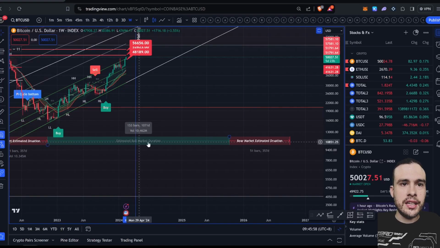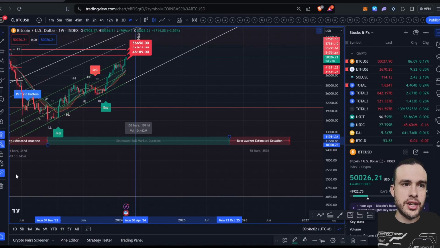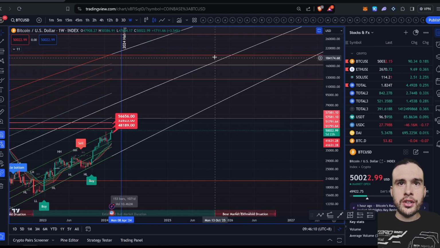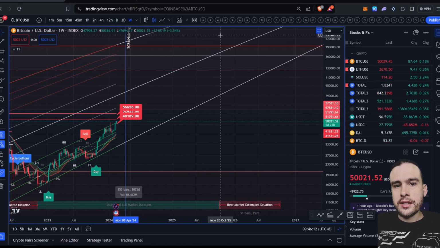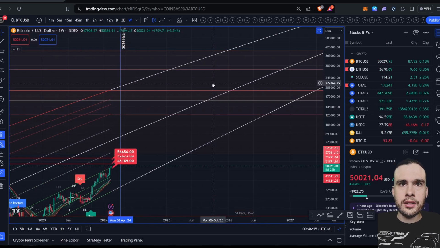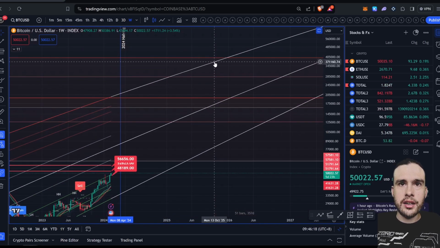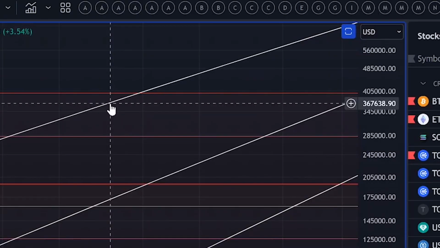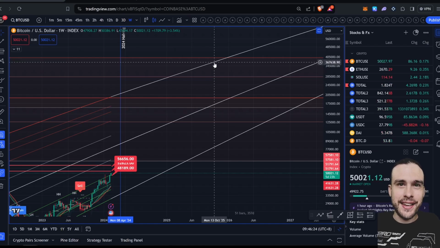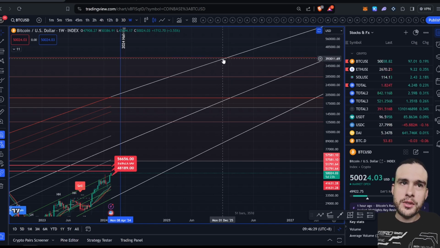So this band here is if it was the same cycle, so same duration from the previous cycle in terms of the bottom to the top. So let's have a look and see. That's on October. Let's have a look and see. That's sitting at around, wow, $367,000. I mean, I want to be a moon boy as much as anyone else, but that's pretty extreme. What's this red line here?